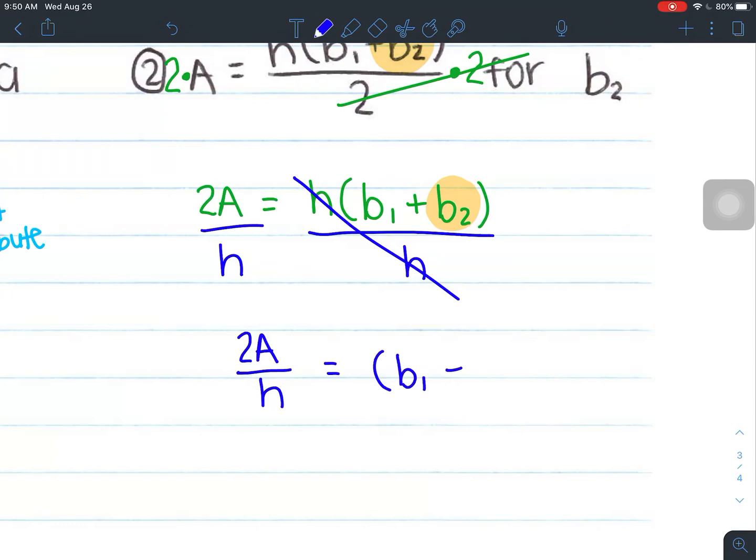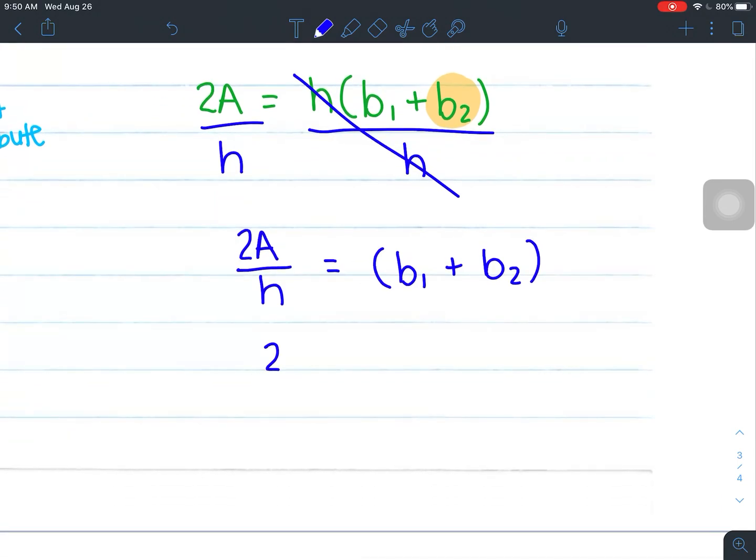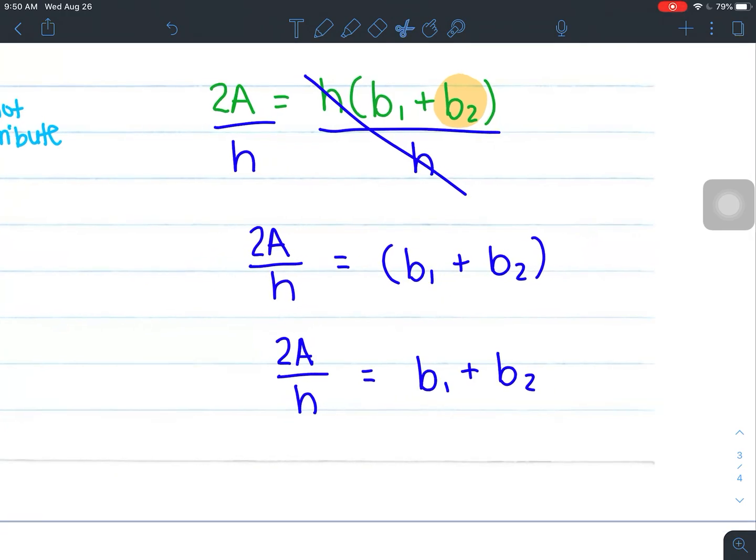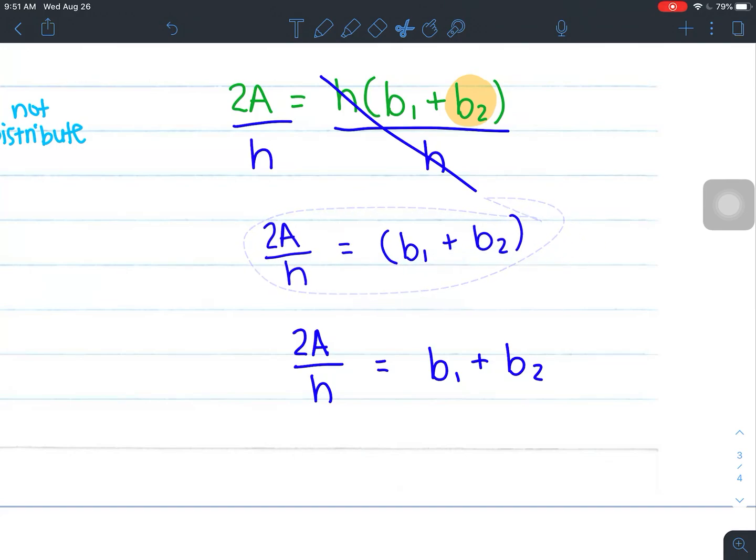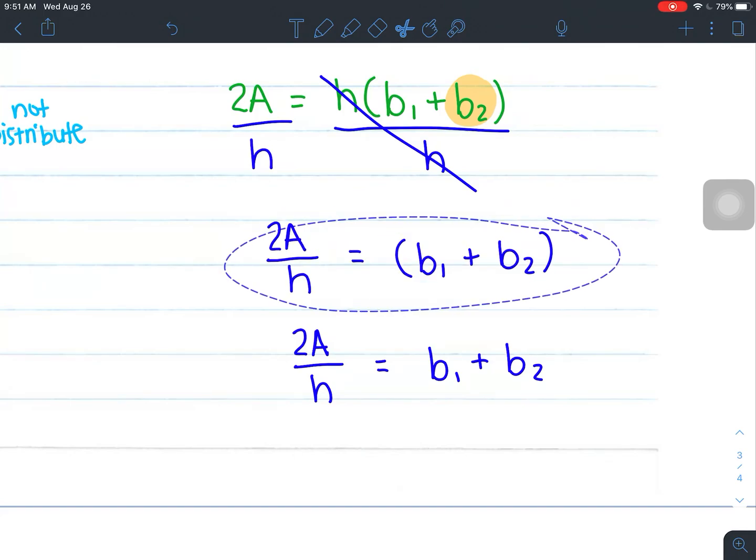What's the stuff in the parentheses, right? b1 plus b2. Now, do I need the parentheses? No. So I'm going to go ahead and rewrite it again without the parentheses. And the reason why I don't need the parentheses is because there's no longer anything attached to it. Just like in the last problem, I could drop it because there was nothing attached to the parentheses anymore.